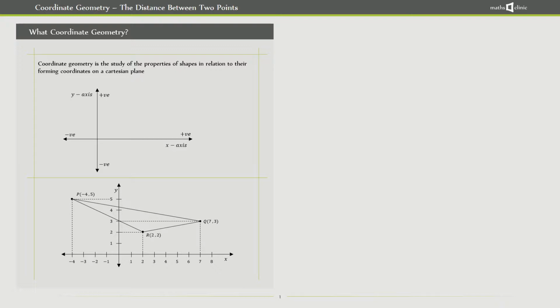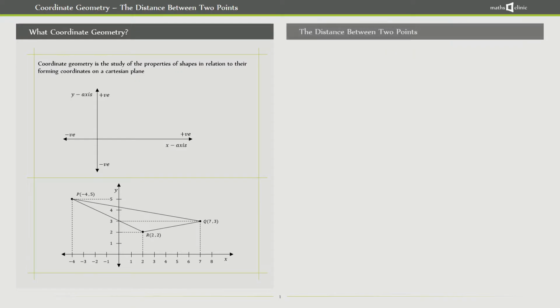And that is pretty much what we're going to be discussing in coordinate geometry. We're going to be learning to work with different shapes based on their forming points on a Cartesian plane. So the first of which is finding the distance between 2 points.